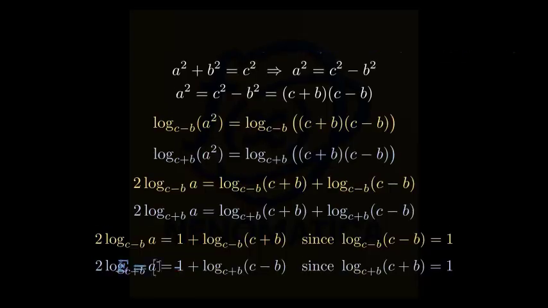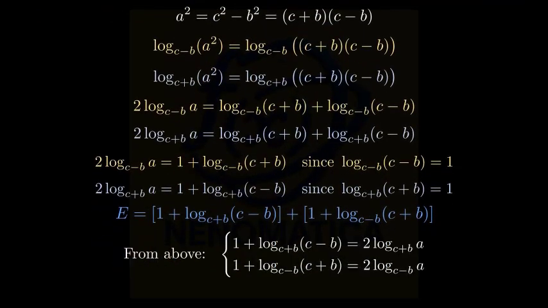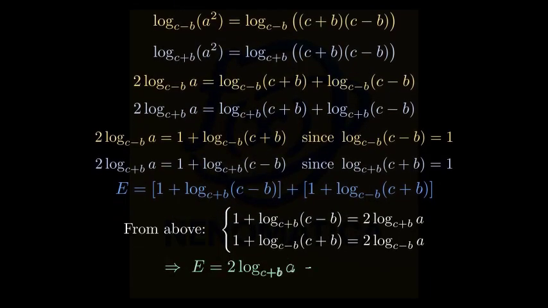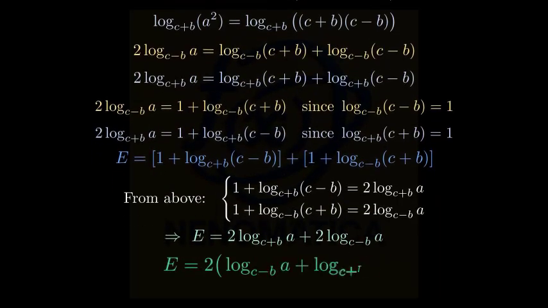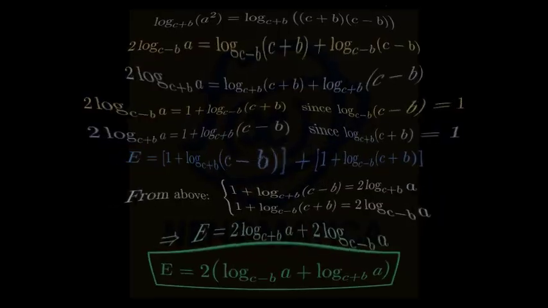Step 6. Now compare our simplified right-hand sides with the target expression. 1 plus log base c plus b of c minus b equals 2 times log base c plus b of a, and 1 plus log base c minus b of c plus b equals 2 times log base c minus b of a. Adding them together gives the value of the target expression. Finally, factor out the common factor of 2. The evaluated expression is 2 times the sum of log base c minus b of a and log base c plus b of a.